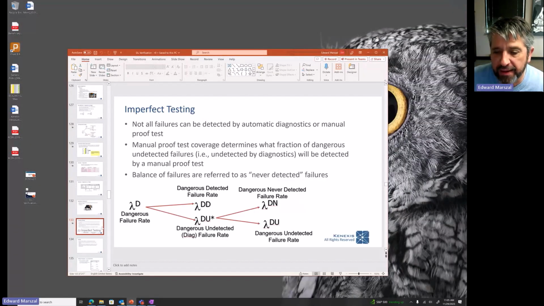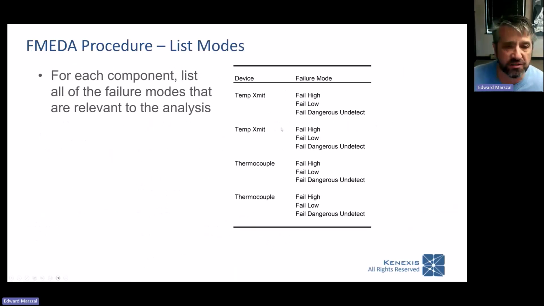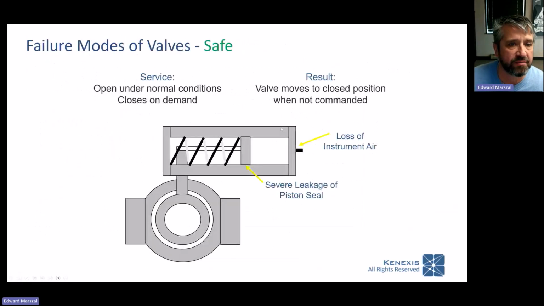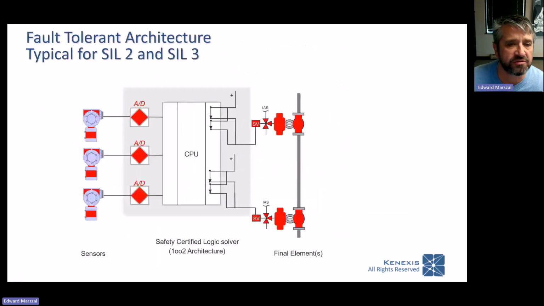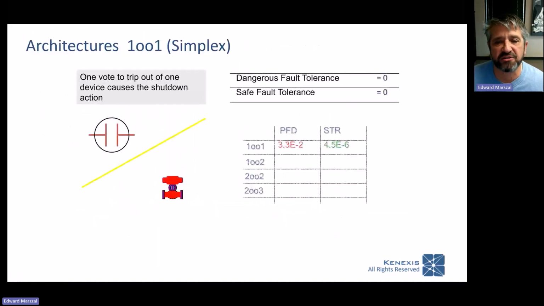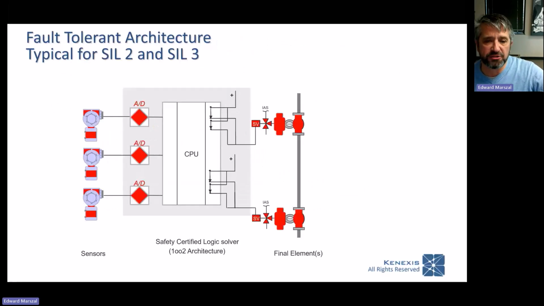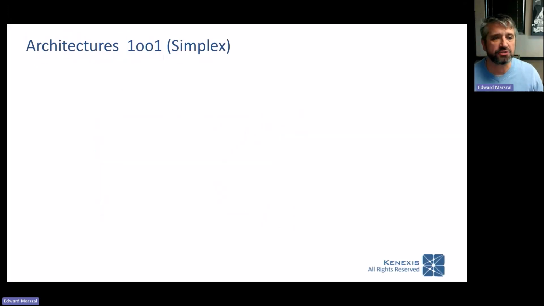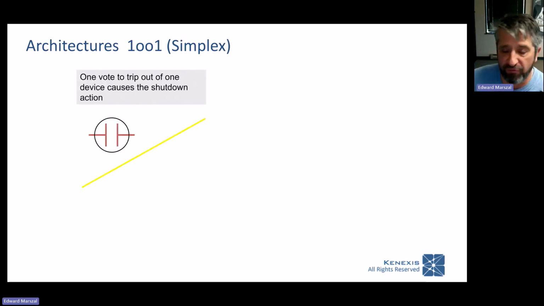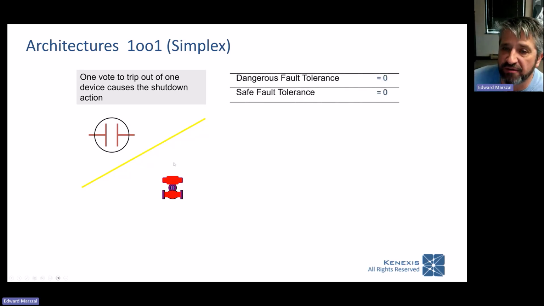Let me get back into the equations a little bit. FMEDA. I talked about failure modes. Bear with me for a second. All right, so now we get into the voting arrangements. Everything that I showed you on the ISA slide was for a 1 out of 1 arrangement. And what do we mean by 1 out of 1? It means I have one device and that device needs to vote to perform a shutdown. So it's a single switch or a single valve as part of a safety instrumented function.